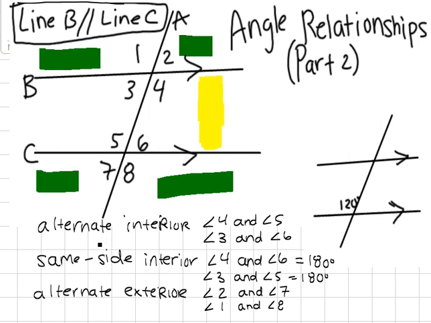Now, a special property about alternate interior and alternate exterior is that the alternate interior angles are equal to each other, and the alternate exterior angles are also equal to each other. I'm going to put equal there. So hopefully you remember that. They have the same angle measure.